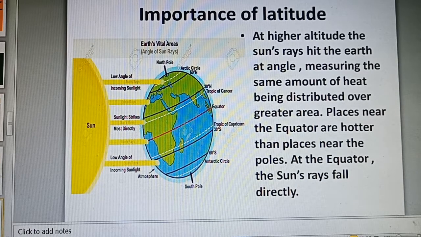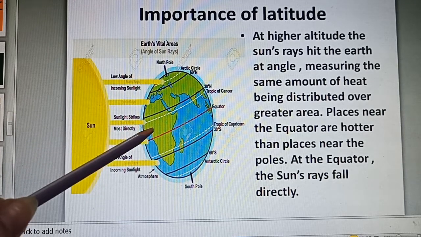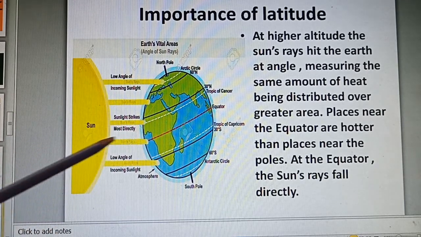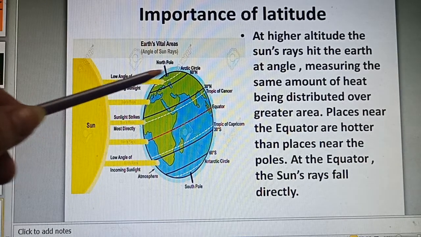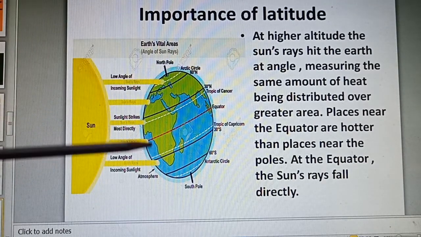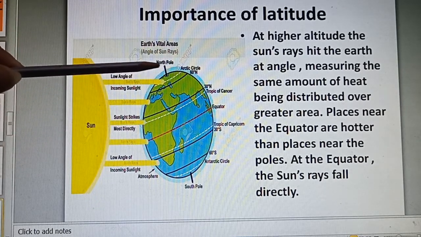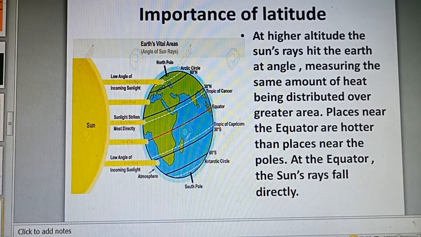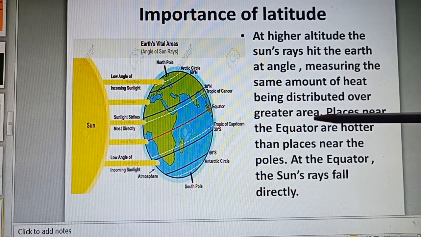I repeat again. The rays of the sun, you can see here, are falling directly over the equator. Whereas, it takes longer time for the rays of the sun to reach the poles and it spreads over a greater area. So, the places located over the equator are hotter, and the places located near the poles are cooler. Why is it cooler? Because the rays of the sun spread over greater area, the same amount of heat being distributed over a greater area.